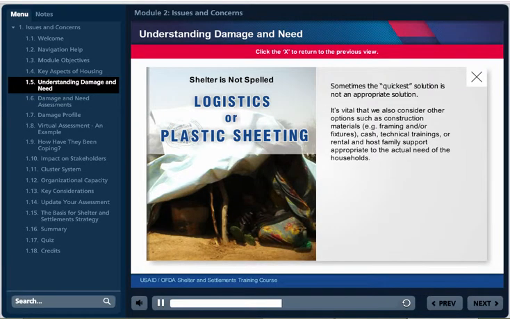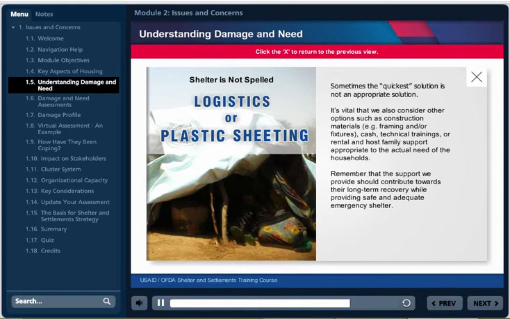It's vital that we also consider other options such as construction material, cash, technical trainings, or rental and host family support appropriate to the actual need of the households. Remember that the support we provide should contribute towards their long-term recovery while providing safe and adequate emergency shelter.